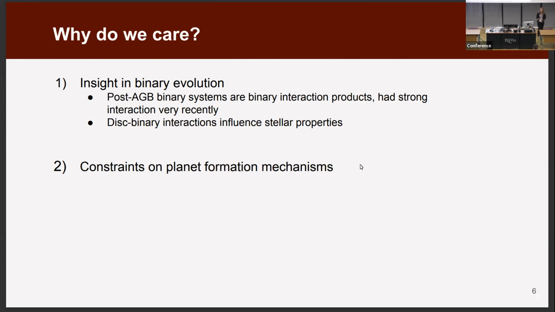And also, by studying the disk, we can put constraints on planet formation mechanisms. Since these disks are very similar to protoplanetary disks around young stars, we can use them as a laboratory to study the formation of microstructures.